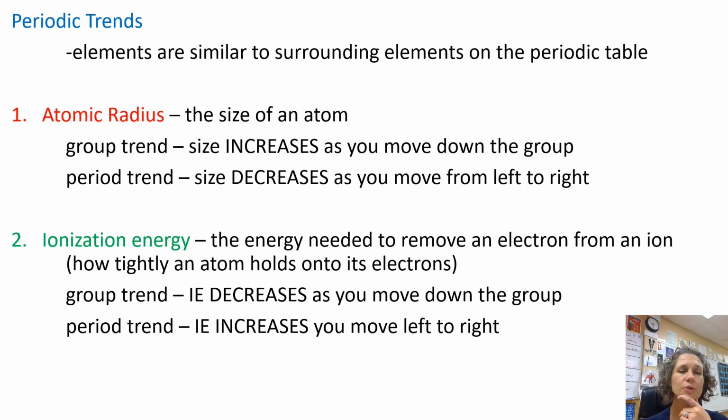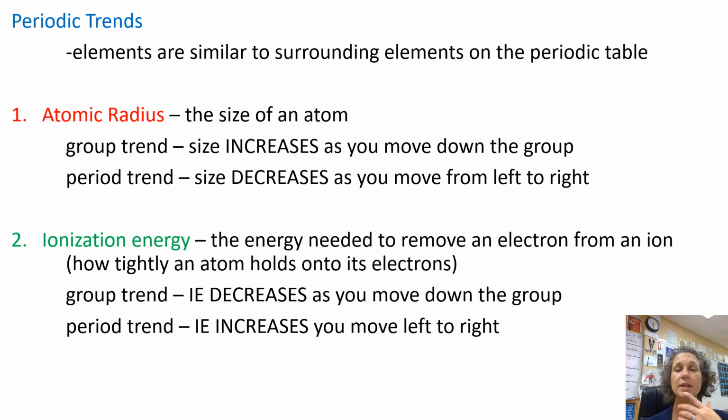The group trend is that atomic radius tends to increase as you move from the top of the column down. So as you go towards the bottom of the column, you have bigger atoms, a bigger atomic radius. The period trend is that they tend to get smaller as you move from left to right.